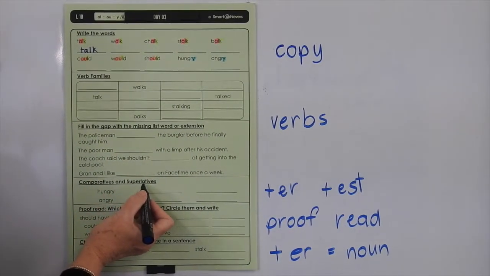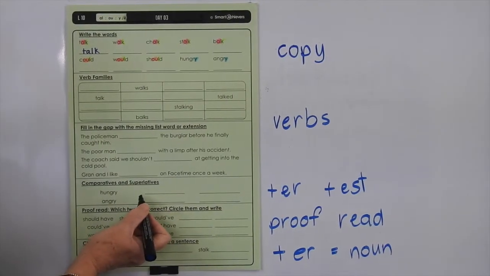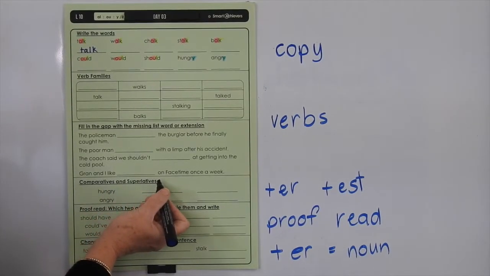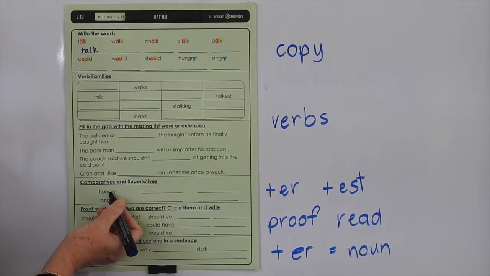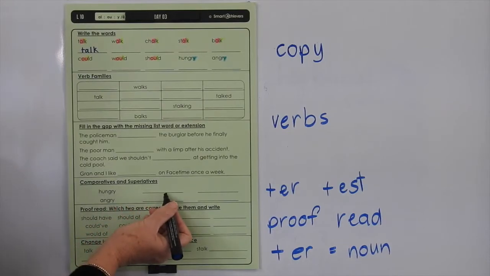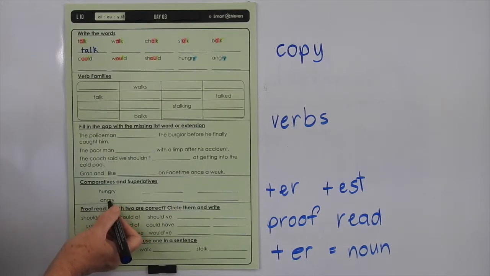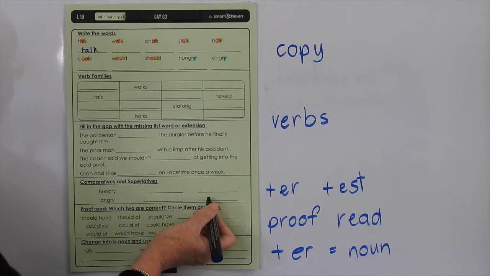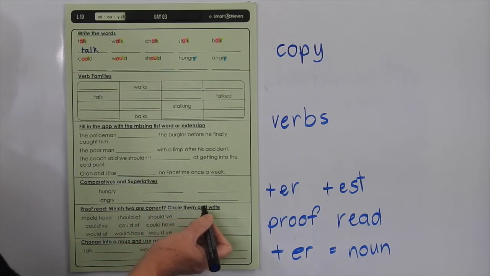Comparatives and superlatives. Now, we're adding er to mean more and est to make a word mean the most. So a comparative is meaning more, a superlative is meaning the most of something. Now, because we have a consonant before this Y, that means we have to change the Y to an I before we add the er and the est at the end of the word. Same with angry, there's a consonant before the Y, so we're going to change the Y to an I to make it say angrier, and then again when we're making it say angriest. So down here, proofread which two are correct, circle them and write them.